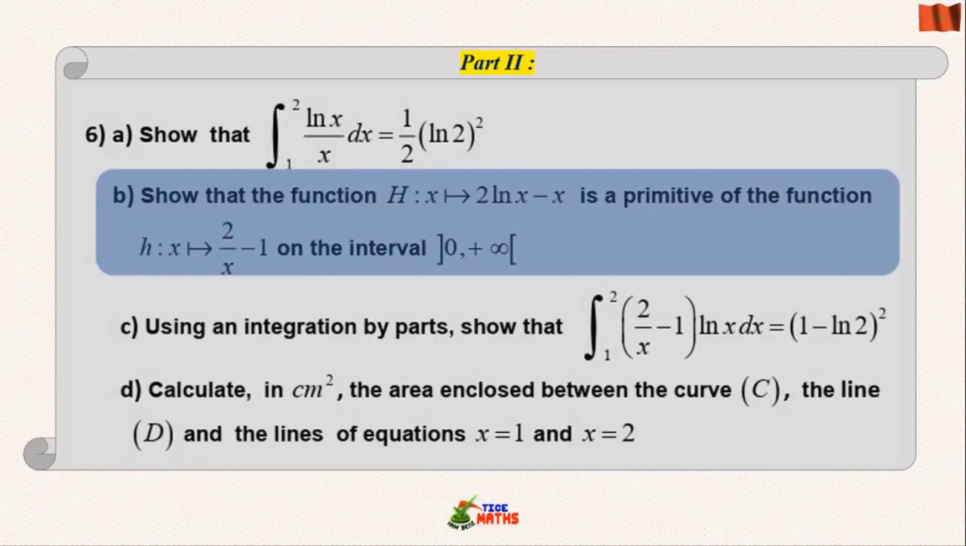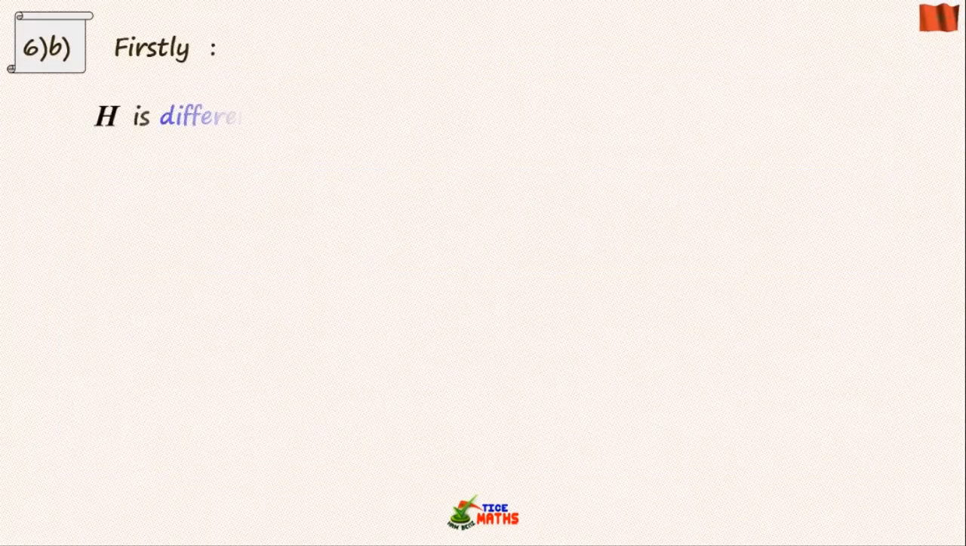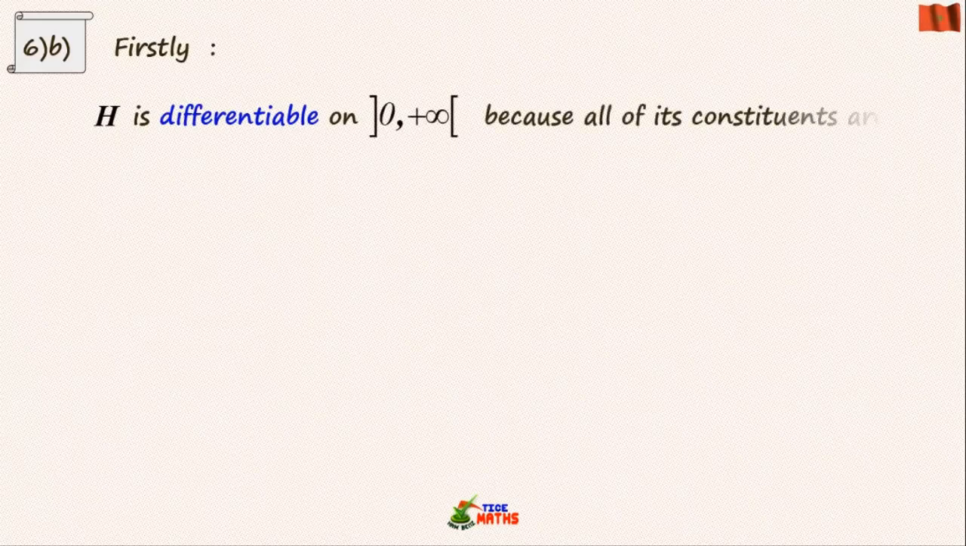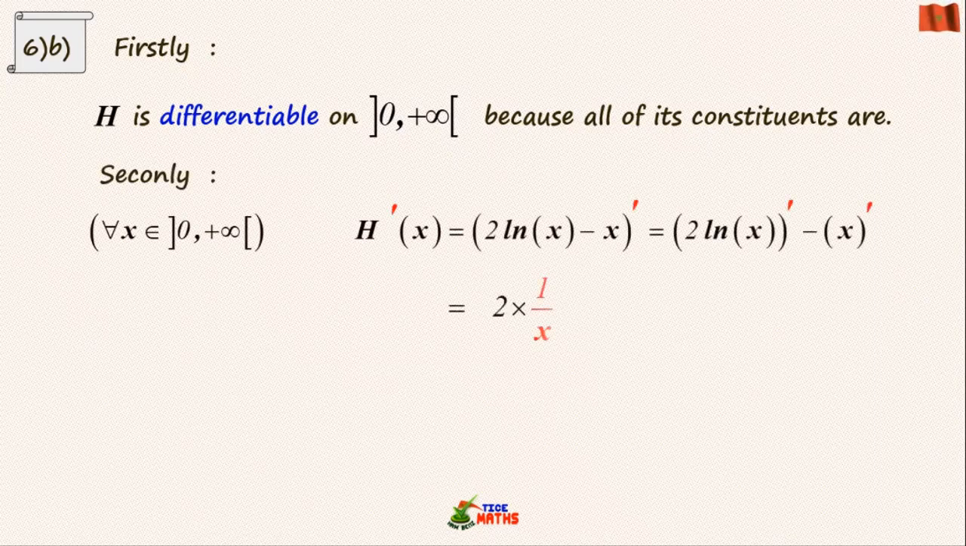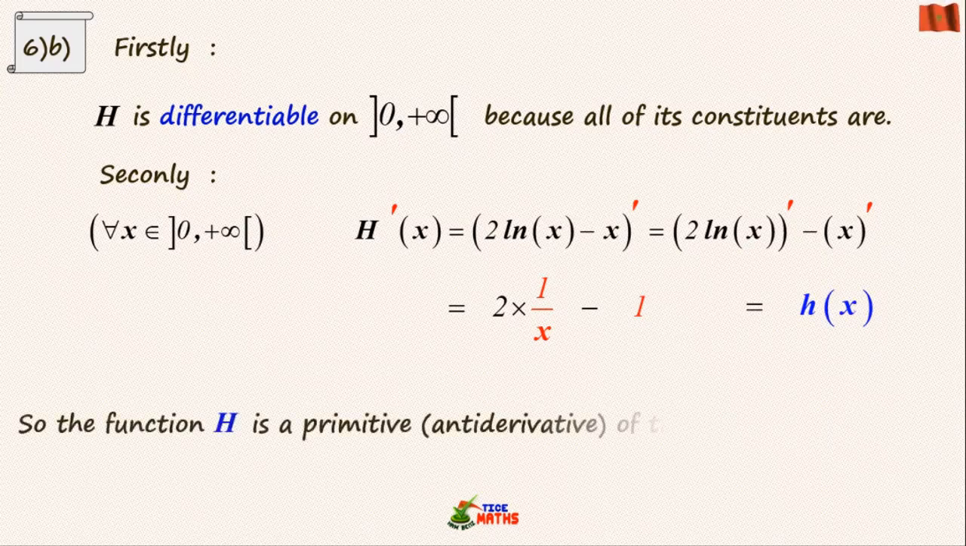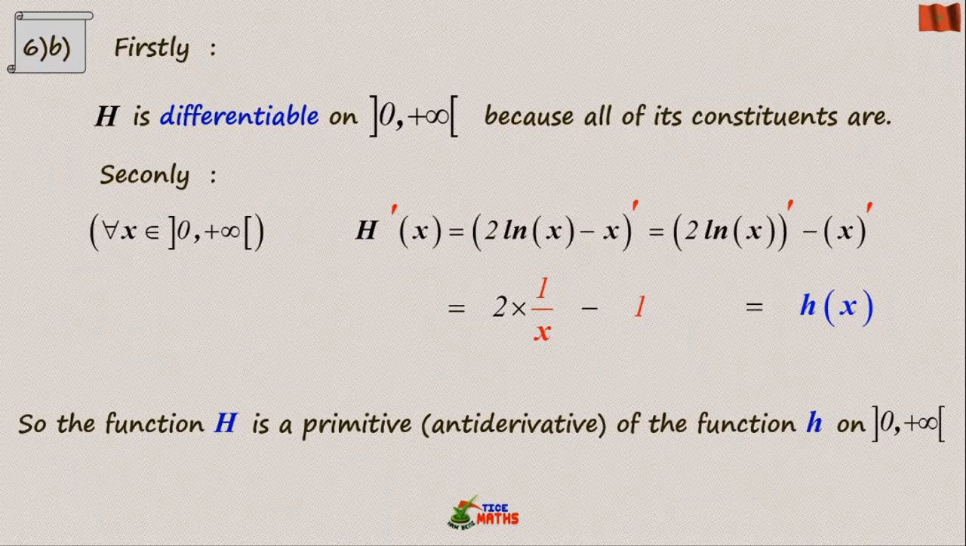In the sub-question 6b, we need firstly to check that capital H is differentiable on 0 plus infinity, and secondly show that the derivative of capital H is exactly little h. So we deduce that the function capital H is a primitive of the function little h on 0 plus infinity.